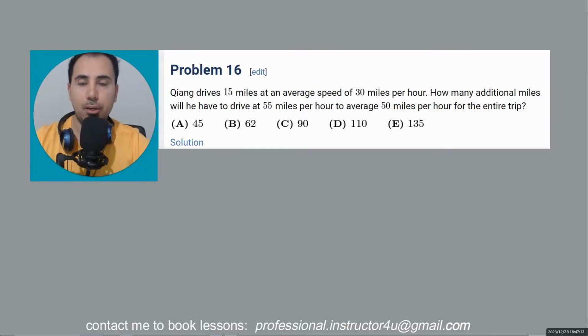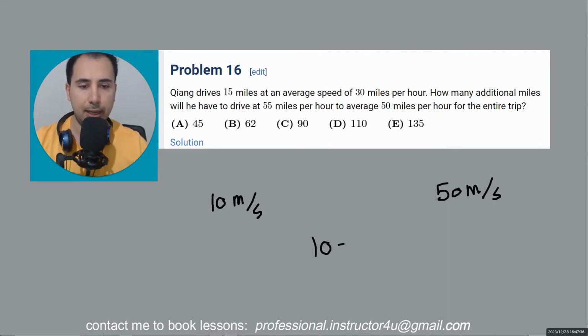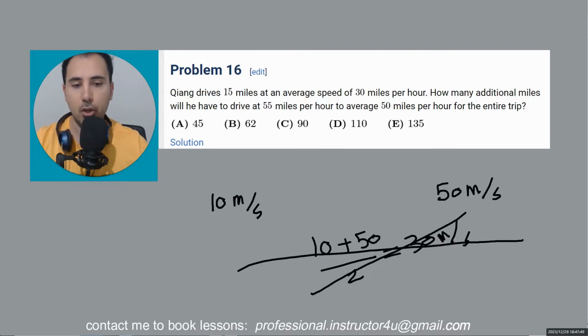I'm pretty sure a lot of students are challenged with this type of question. The first thing that students make a mistake on is this. Imagine I go with the speed of, for example, 10 meters per second, and then I go with the speed of 50 meters per second. What is my average speed? Can I go like, okay, 10 plus 50 divided by 2 is 30? Is that how we find average speed? The answer is no, it's completely wrong.